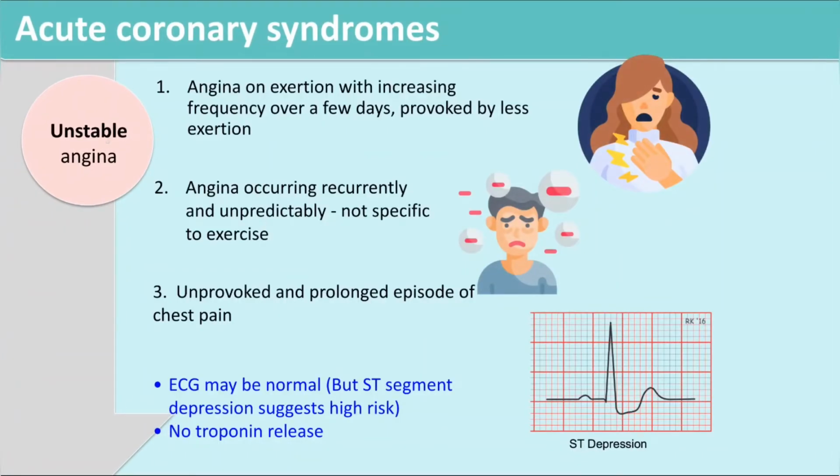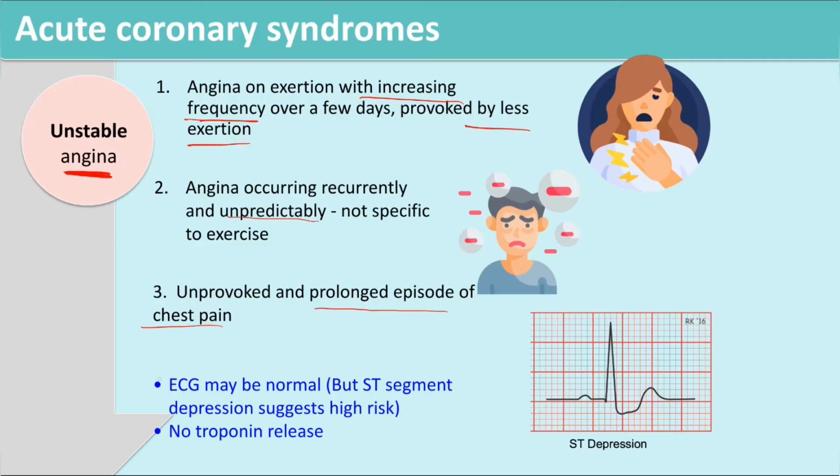In unstable angina, it is the same as angina, in which the patient has pain radiated to the shoulder, increased with exertion, and relieved with rest, but the pain is provoked by less exertion and increases in frequency. Previously, the patient had pain every month. Now, every week they have 3 attacks. Then it occurs unpredictably or without exercise. The patient has prolonged episodes of pain. The pain previously was only 1 or 2 minutes, now it becomes 10 or 15 minutes.